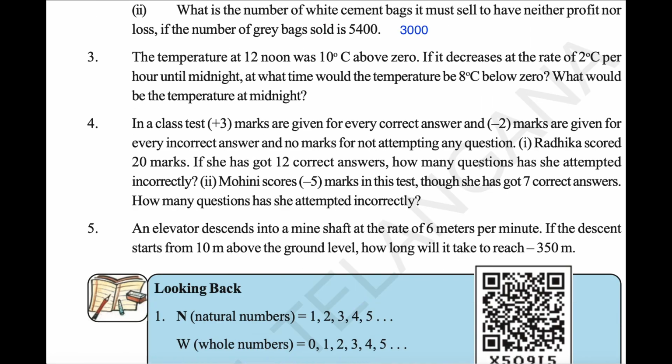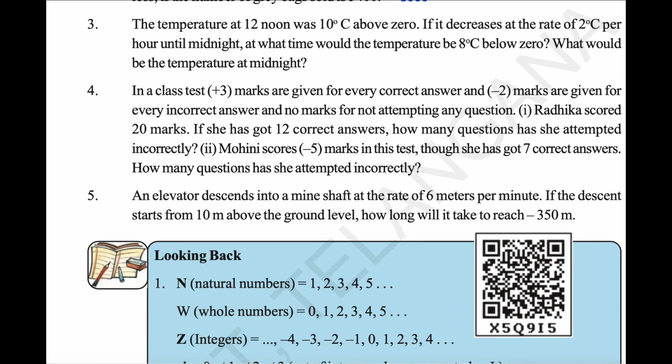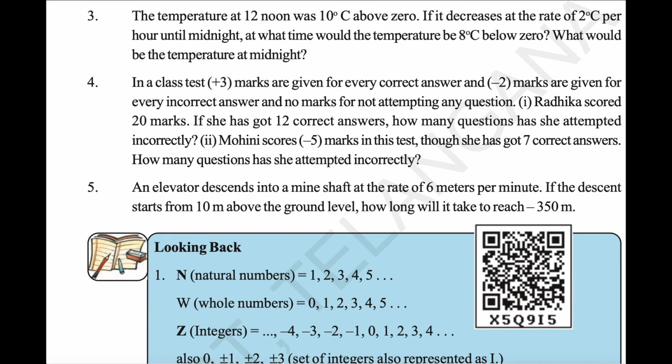Okay. The temperature at 12 noon was 10 degrees C above 0. If it decreases at the rate of 2 degrees per hour until midnight, at what time would the temperature be 8 degrees below 0? And what would be the temperature at midnight?